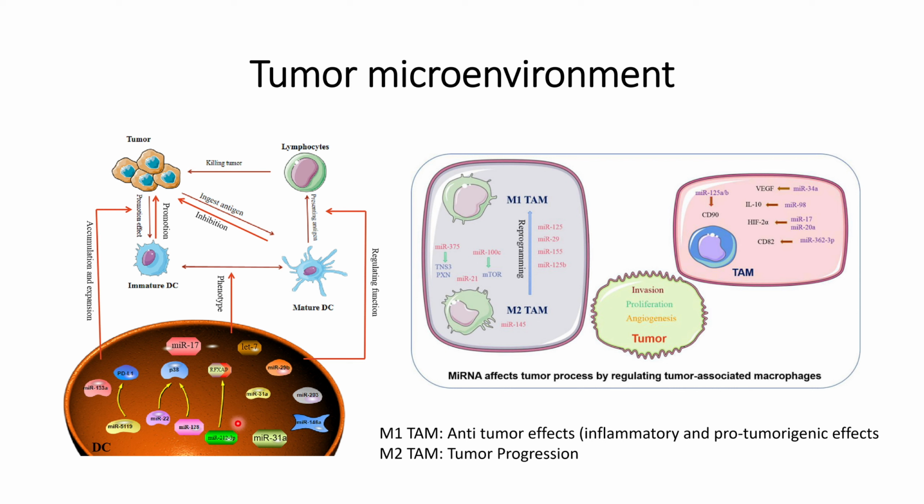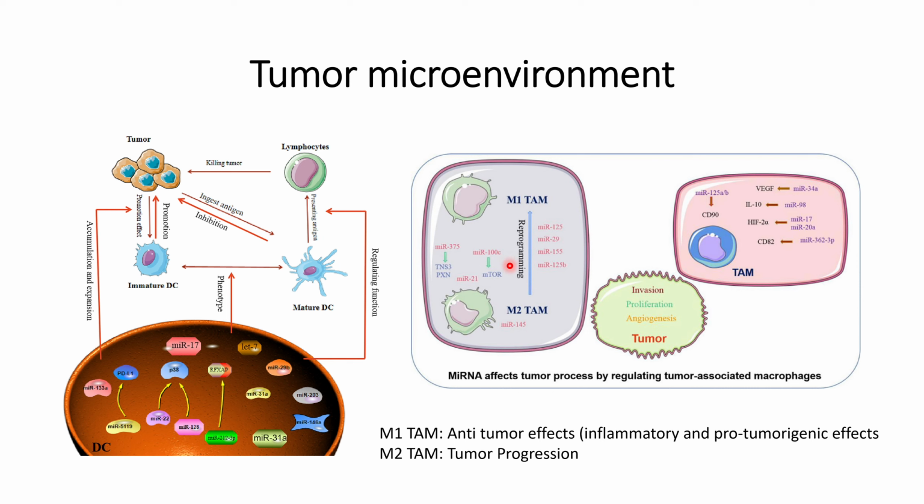And these are the signaling pathways that will get activated when the different microRNAs interact with immature dendritic cells within the tumor microenvironment. One of the examples is shown on the right side, in this figure. What happens is that the TAM represents the tumor associated macrophages. So this TAM will differentiate into two forms. One is M1 TAM and another one is M2 TAM.